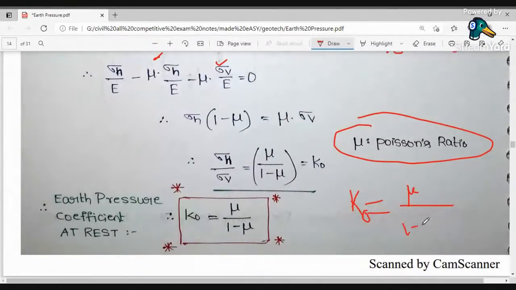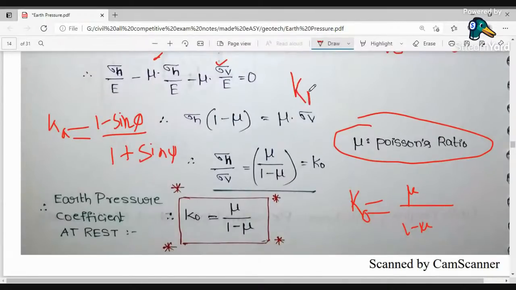So in this lecture we learned that the coefficient of earth pressure at active state is 1 minus sine phi divided by 1 plus sine phi, where phi is the internal angle of friction. We also learned that the passive state coefficient Kp is 1 plus sine phi by 1 minus sine phi, just the reverse of Ka, right?